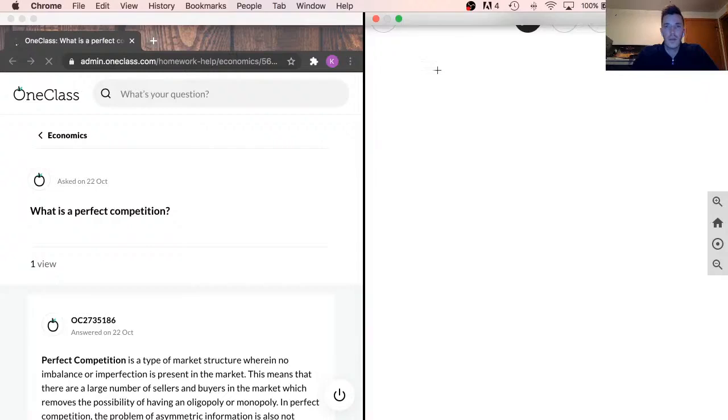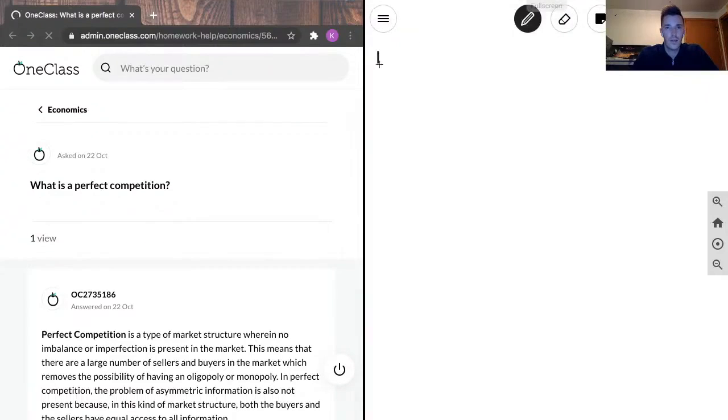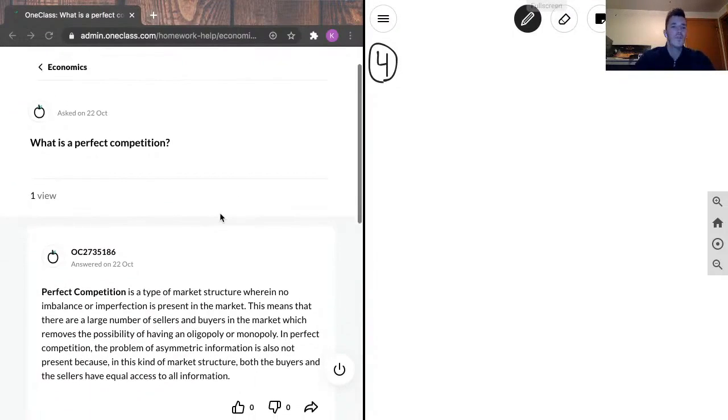With that, we can move on to question 4. And question 4 reads as follows. What is a perfect competition? And our junior tutor has written that perfect competition is a type of market structure where no imbalance or imperfection is present in the market.